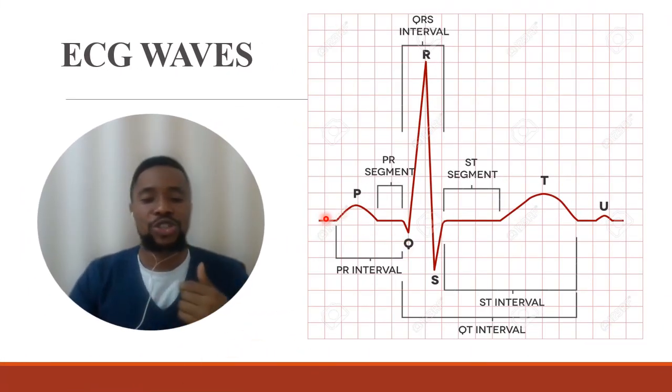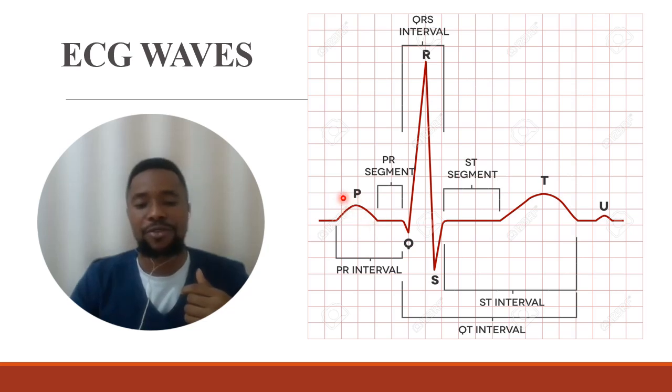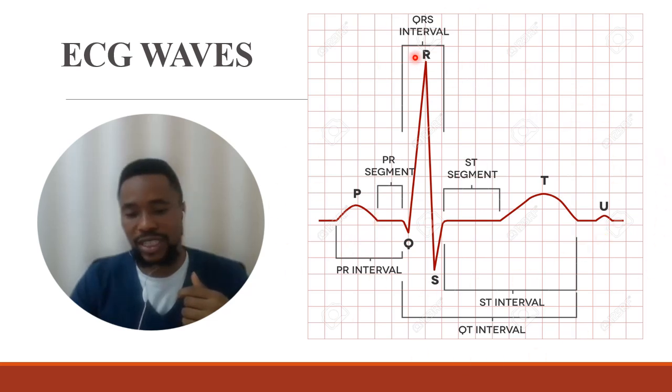I'll be introducing you to the waves. So we have the P wave, which is the first positive deflection that you can have here. You can see this ECG that is being isolated is just one of the cycles on the ECG reading. The one being used for this explanation is lead 2.